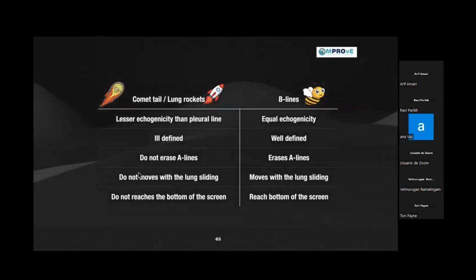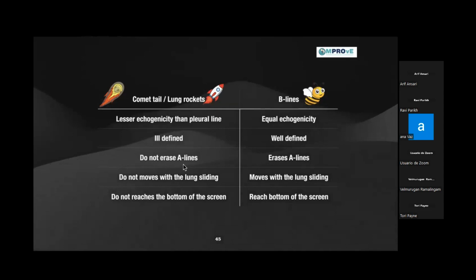You can easily differentiate. Keep just a few things in mind: it does not erase the A lines. Yeah, and you can imagine why, because it is not reaching the end of your screen. So if it's not reaching the end of your screen, you're going to see A lines somewhere. So it doesn't erase the A lines, whereas B lines erase the A lines.